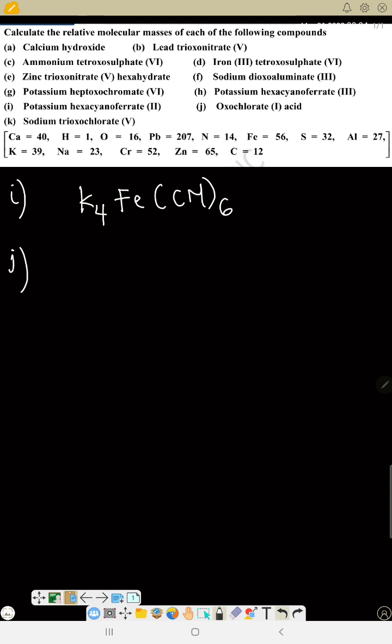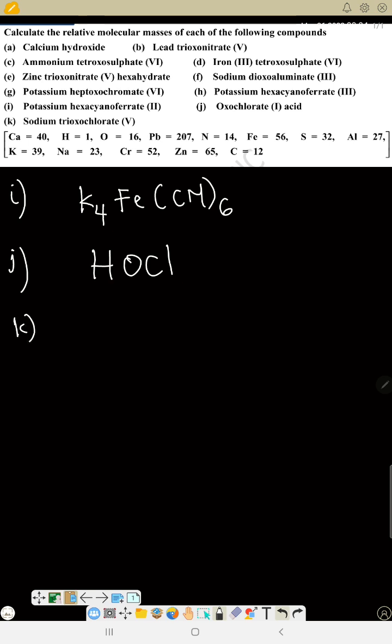Then J, chlorate 1 acid. So acid is H. Anytime you have hydrogen plus, you have an acid, because hydrogen can be plus with a non-metal and minus with a metal. So now HOCl is chlorate 1 acid.